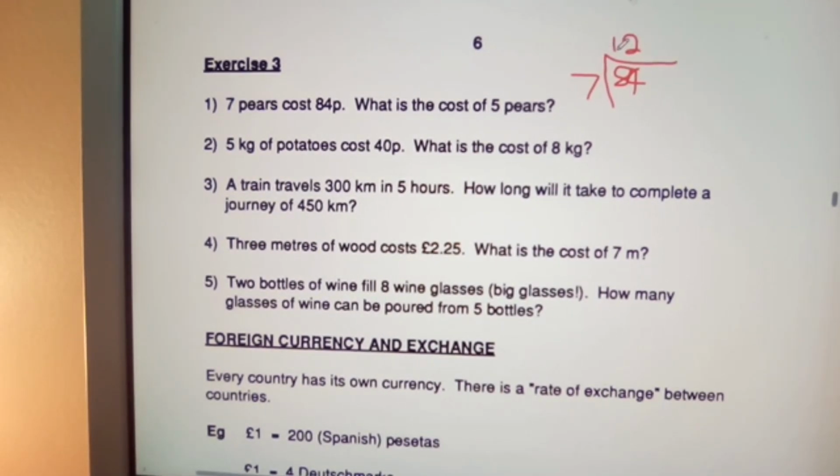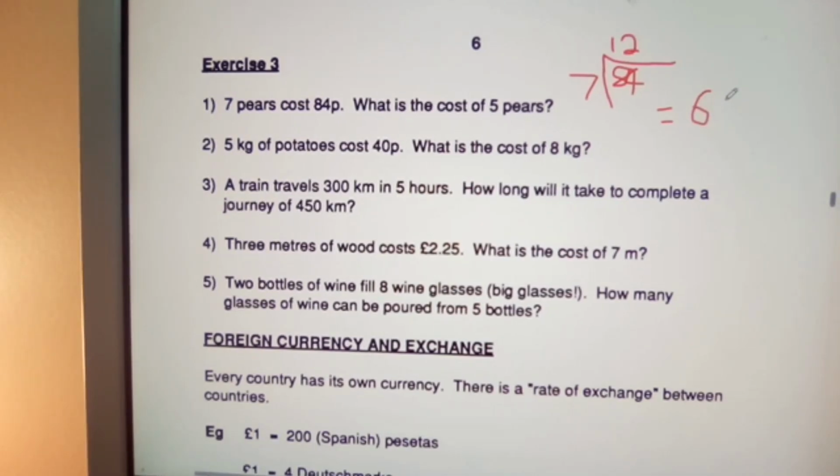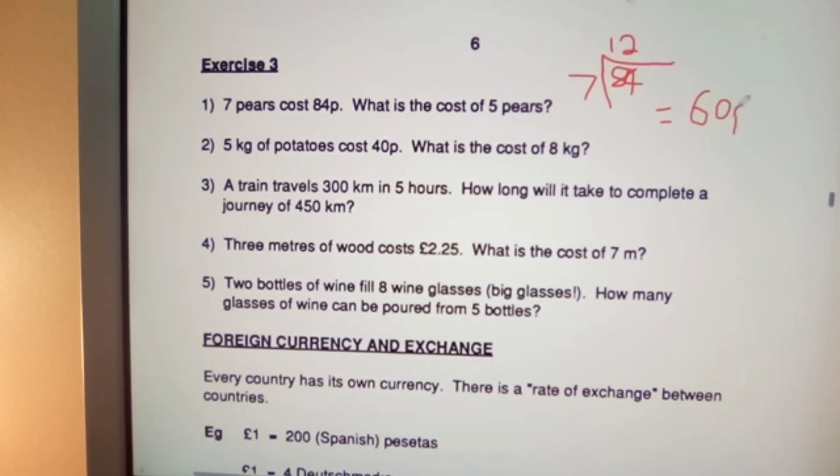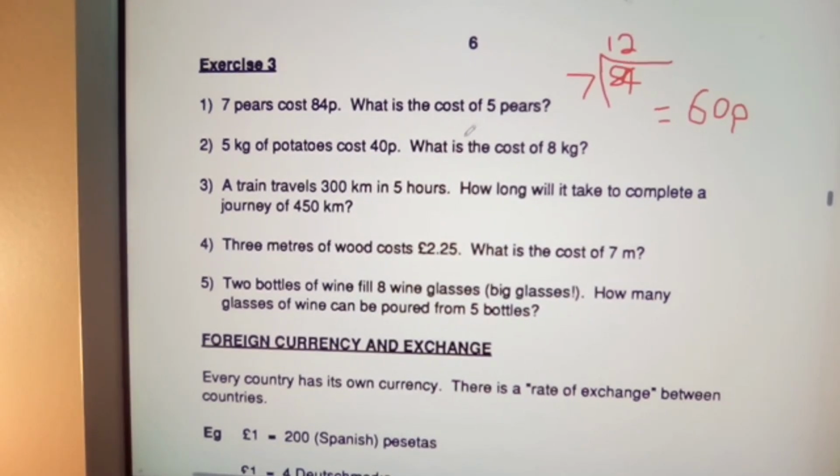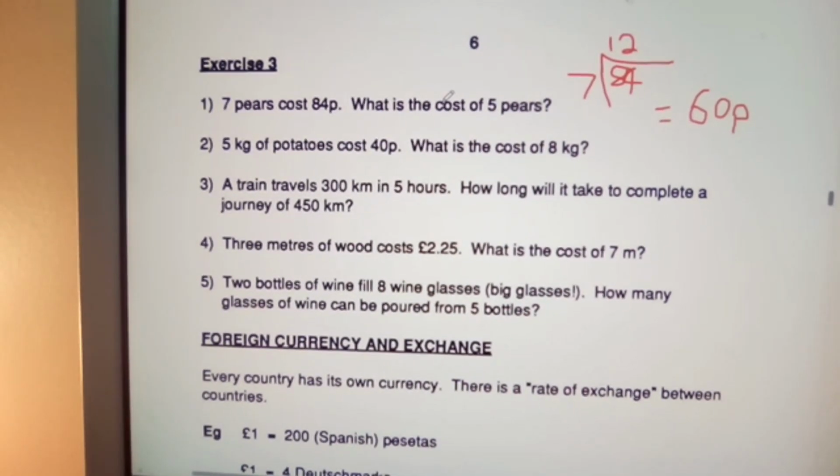So therefore 5 times 12 would be 60. So the answer here would be 60 pence. Okay? Make sure you understand the concept and how it was achieved, and you need to be doing this for yourself, okay?